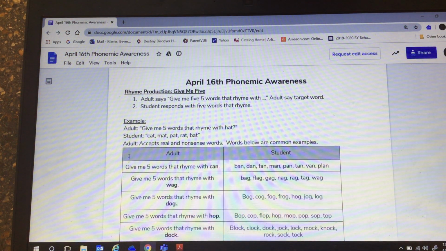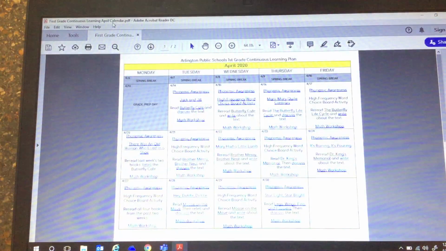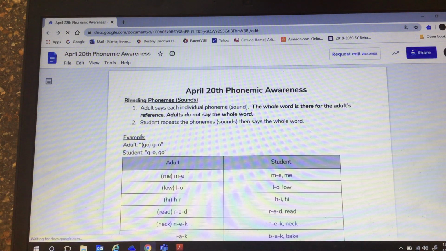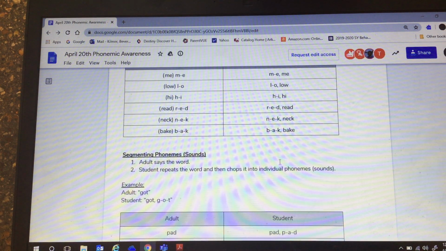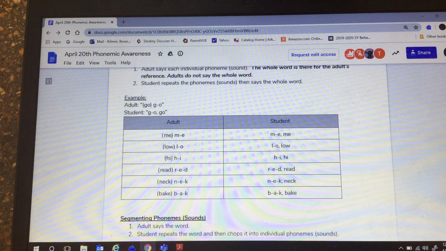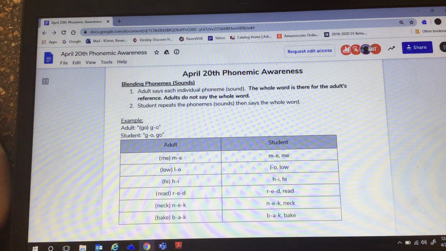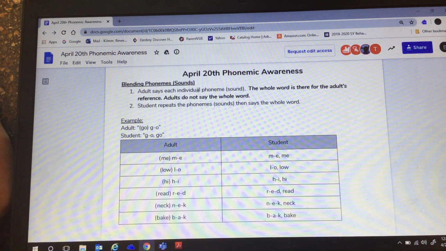Then I want to go to one of the activities for starting this week. This week, as we wrote in the team letter, the phonemic awareness activities are focusing on blending phonemes and then segmenting, so putting them together and taking them apart. And here I've had quite a bit of parental confusion, so I wanted to go over this. It says the adult says each individual phoneme or sound, and it emphasizes the whole word is there for the adult's reference. The adults do not say the whole word. The student repeats and then says the whole word.